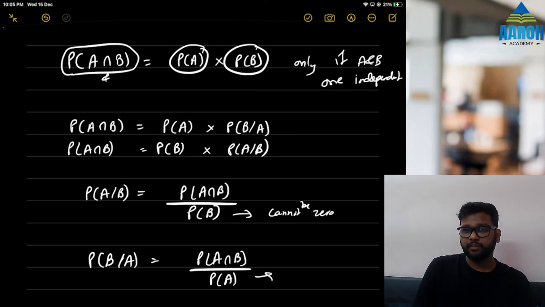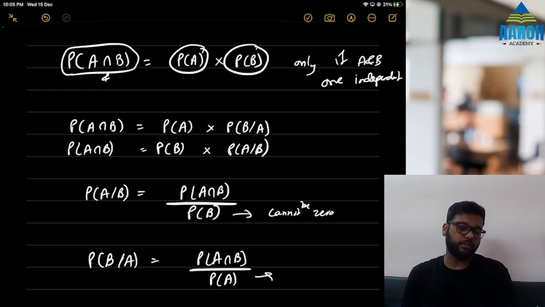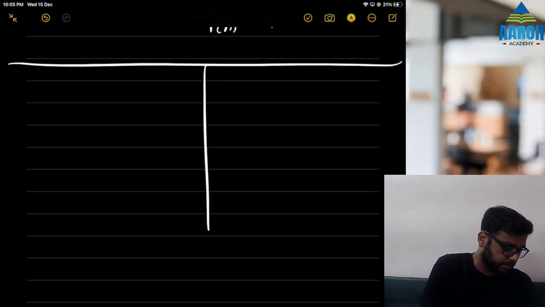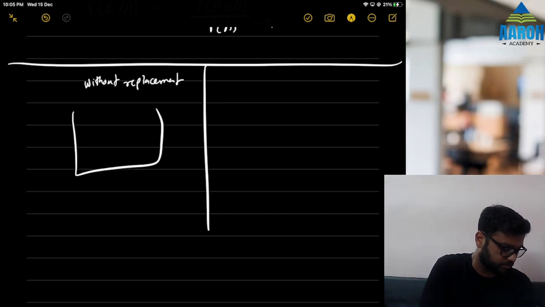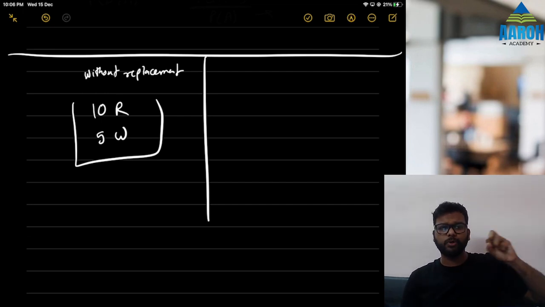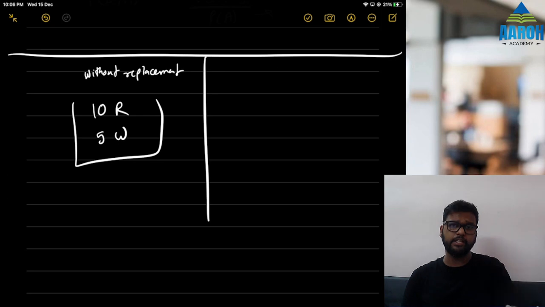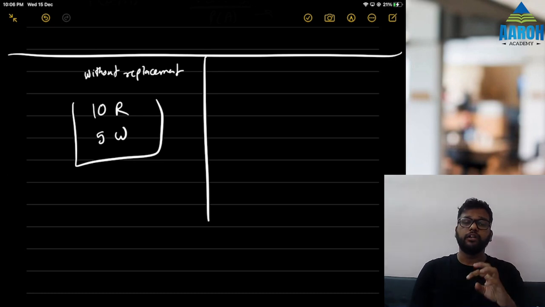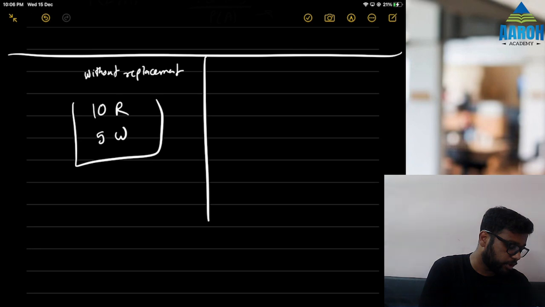For example, let's say we have to draw 2 balls without replacement. Without replacement means, when we remove the first ball, we do not put it back. Let's say there are 10 red balls and 5 white balls, and we have to draw 2 balls without replacement. That means when we draw the first ball, we keep it aside, we don't replace it, and then we draw the second ball. We want the probability that the second ball is white.